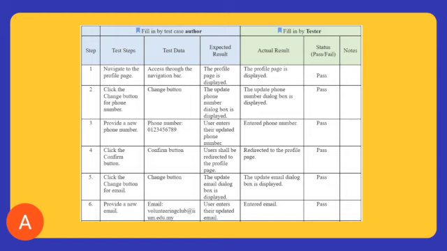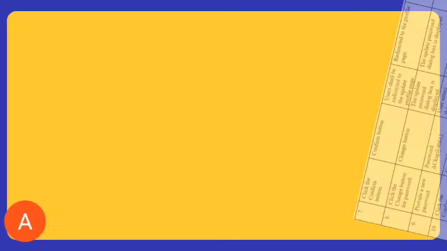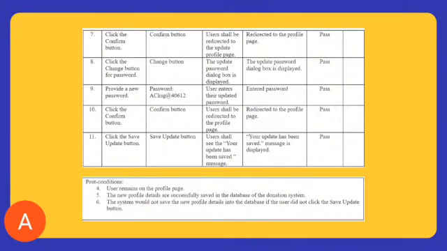The fifth step is to click the change button for email. The test data is the change button and the expected result is that the update email dialog box is displayed. The sixth step is to provide a new email. The user needs to enter a new email. Next, the user needs to click the confirm button. The test data would be the confirm button, and the expected result is that the user shall be redirected back to the update profile page.